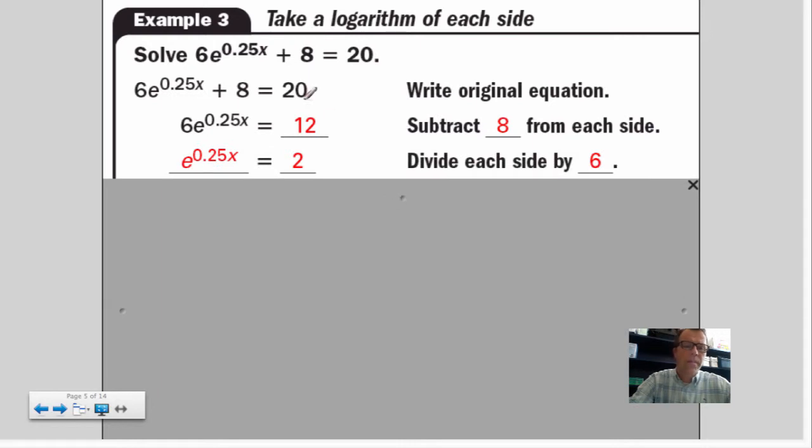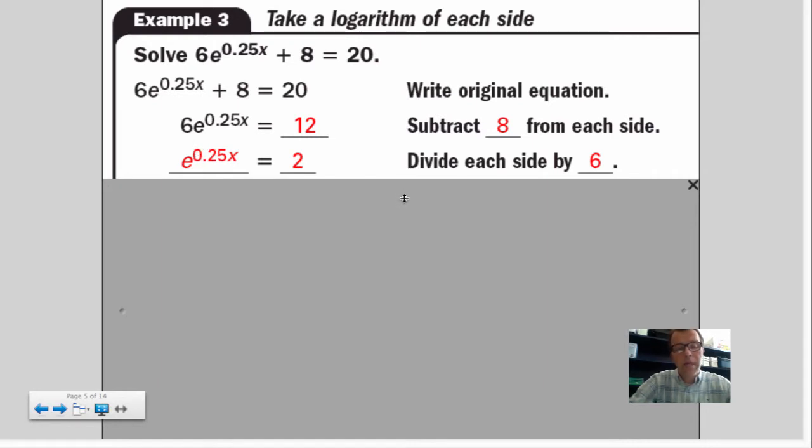Again, these first 2 steps really help us. They clean up the equation. They're easy to do, and you've got to really look for those. Now you're basically stuck, right? You can't get this 0.25 off the x. It's embedded within the exponential piece of the e.